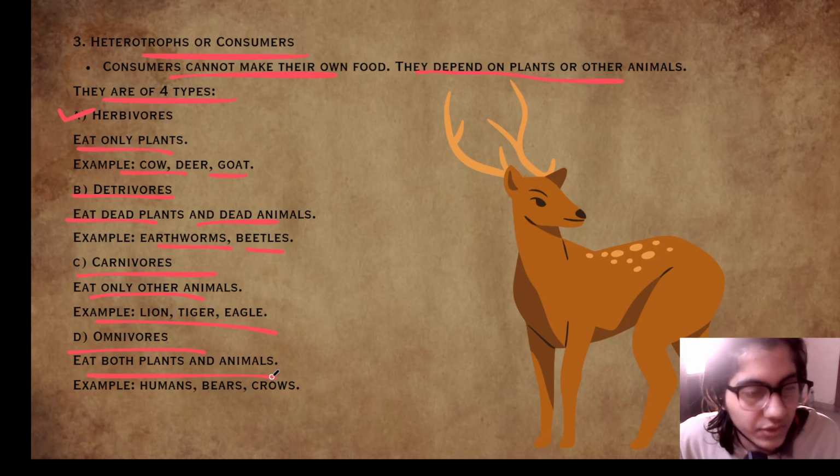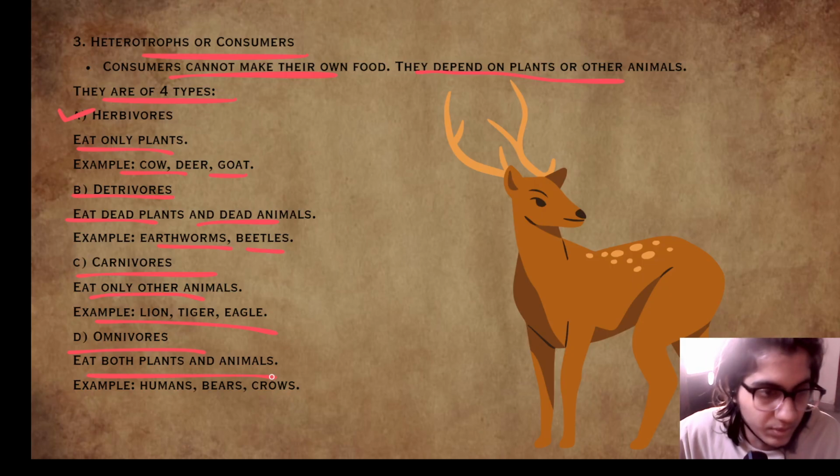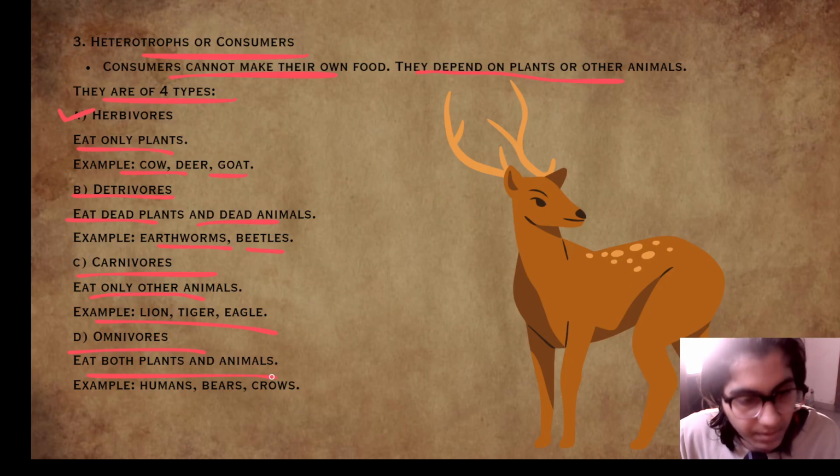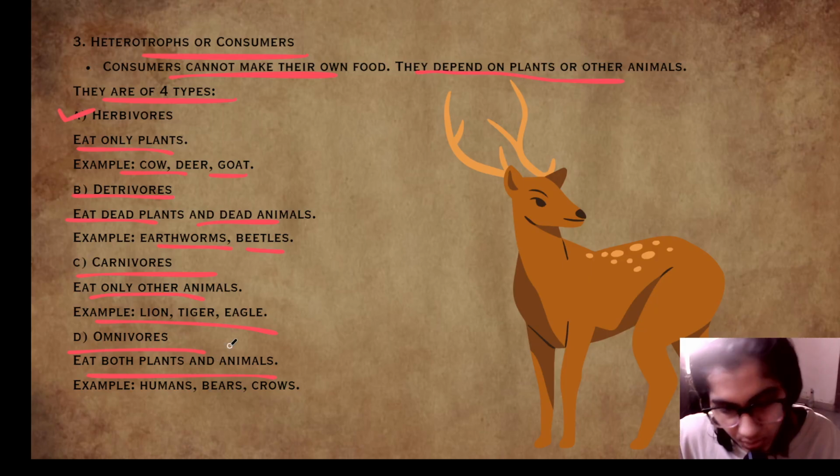Okay, so these are four types of consumers: herbivores that eat plants, detrivores that eat dead plants and animals, carnivores that eat other animals, and omnivores that eat both plants and animals. Like humans, vegetarians only eat plants, non-vegetarians eat both. Okay, and the examples are humans, bears, and crows.